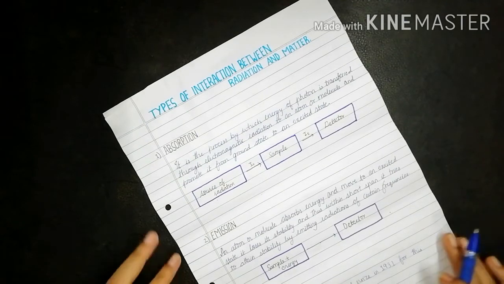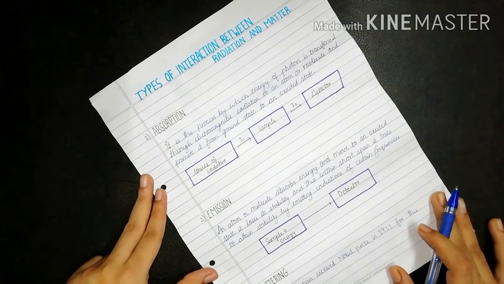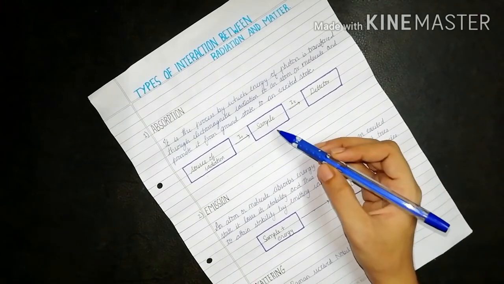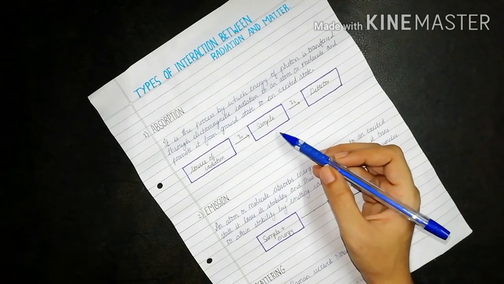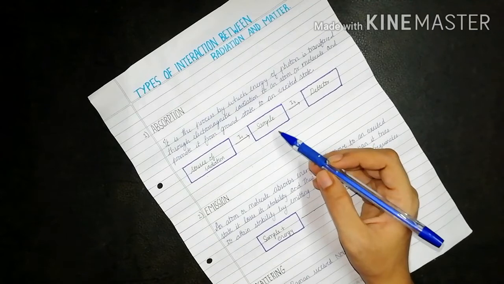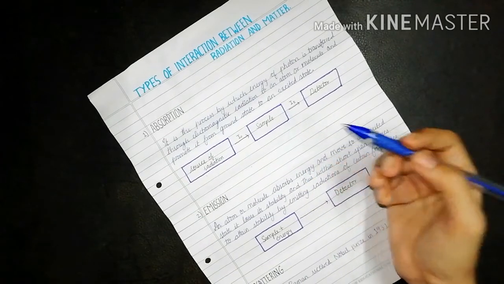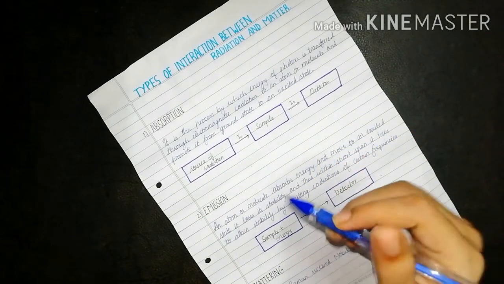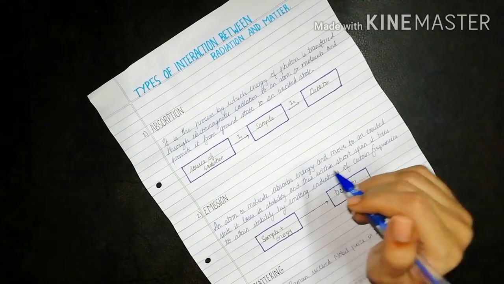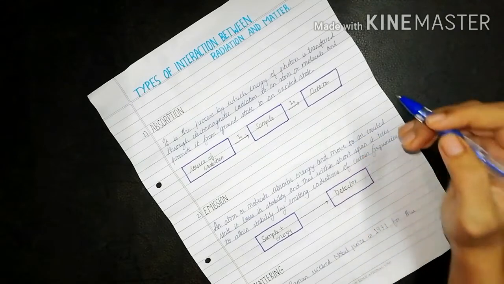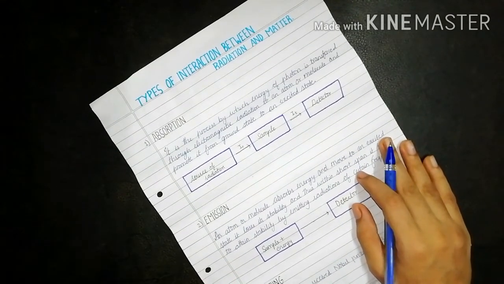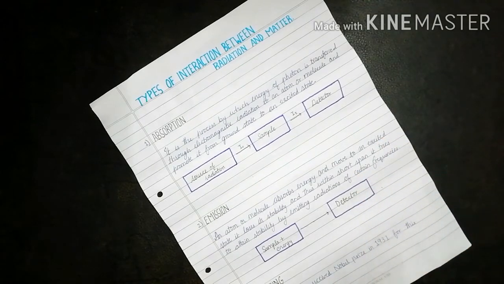The first type of interaction that we're going to study is absorption. In this process, as the name itself suggests, the sample is going to absorb radiation and then it will move from ground state to an excited state. Since stability is always inversely proportional to energy, by accepting radiation it will gain a higher energy state and thus its stability would decrease. So it will leave the ground state and move to an excited state.